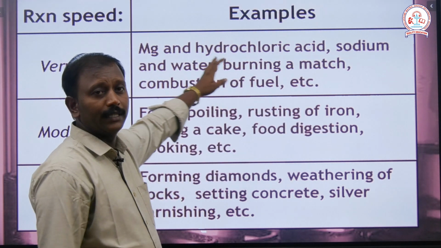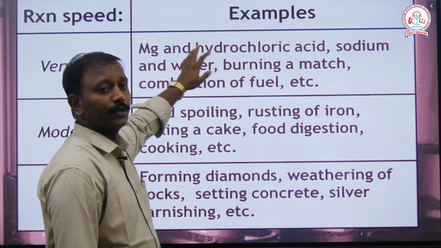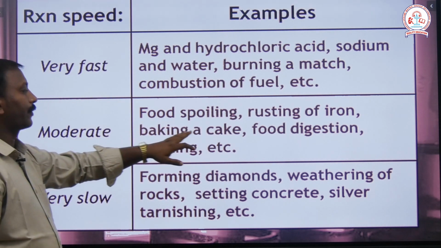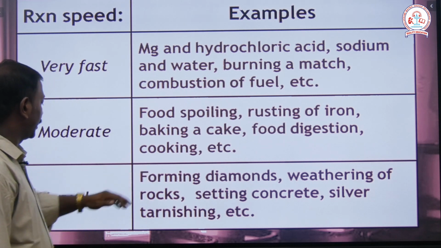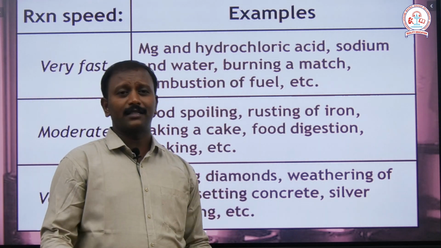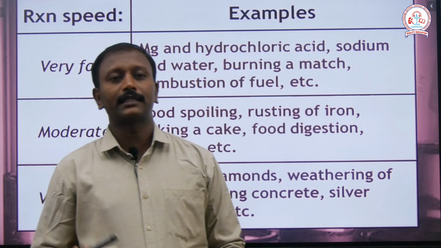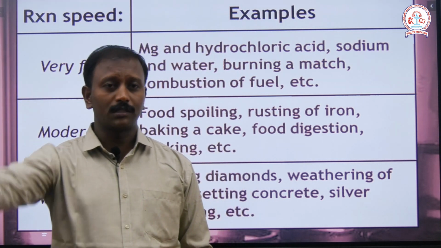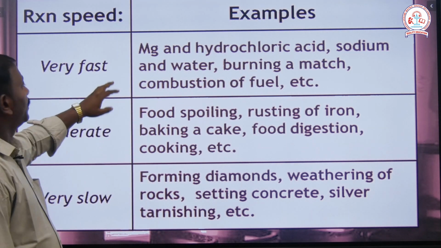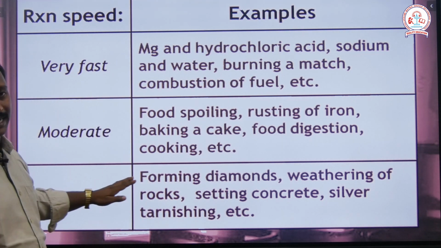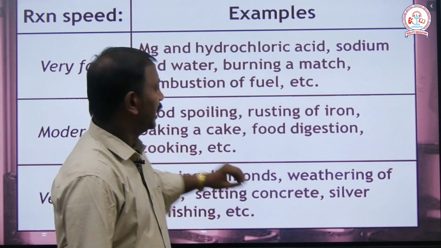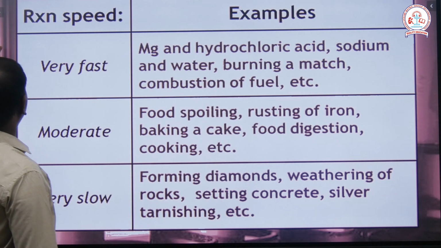So burning matchsticks, combustion of fuel, these kinds of chemical reactions are very fast reactions. And moderate reactions: food spoiling, rusting of iron, baking of cake, food digestion, cooking, etc. Very slow reaction, you see, forming of diamonds, coal, petrol, takes more than thousands of years. It's a very slow reaction, and we can't find out the rate of very fast and very slow reactions, but we can easily find out the rate of especially moderate kinds of chemical reactions, right?